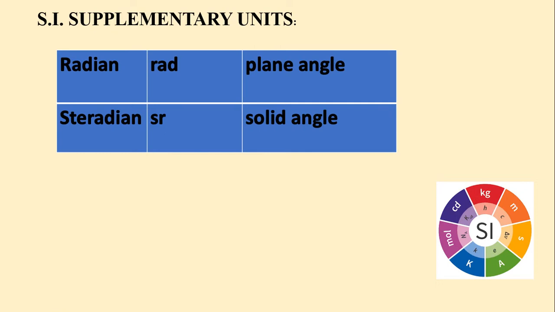SI supplementary units are also there, which are radian and steradian. Radian is used for expressing plane angles, and steradian is used to express solid angles.